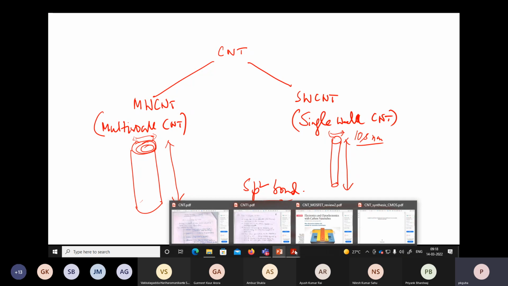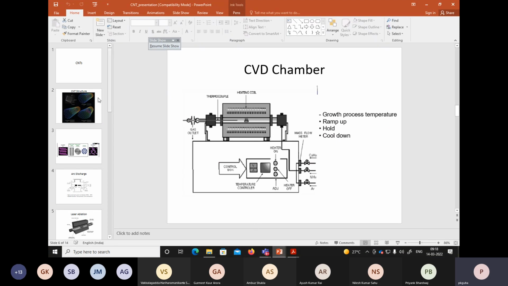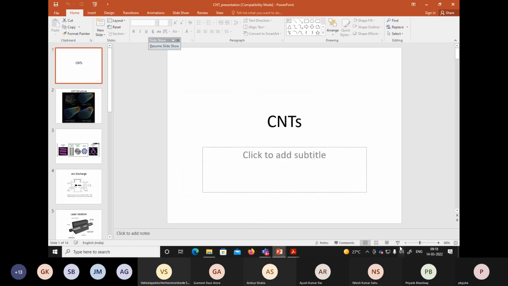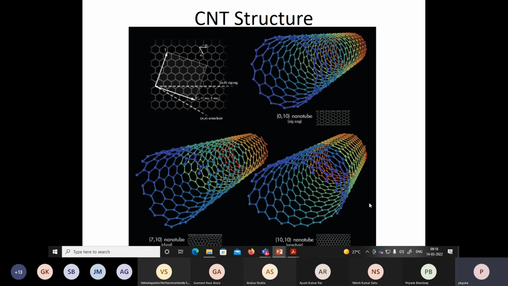I have a PPT to share with you. So this is a schematic representation of a carbon nanotube. You see, as I said, a hexagonal structure is there. This hexagonal structure is nothing but a graphene structure, and you can roll a graphene sheet to realize a carbon nanotube.